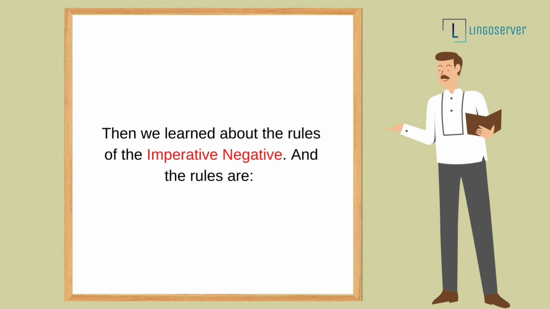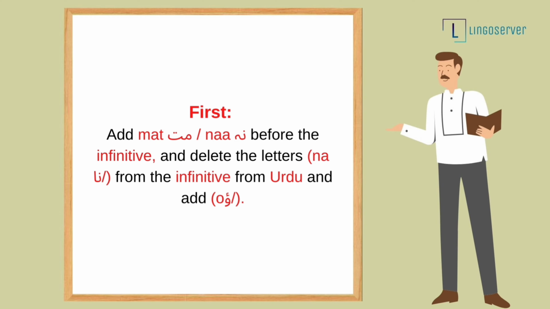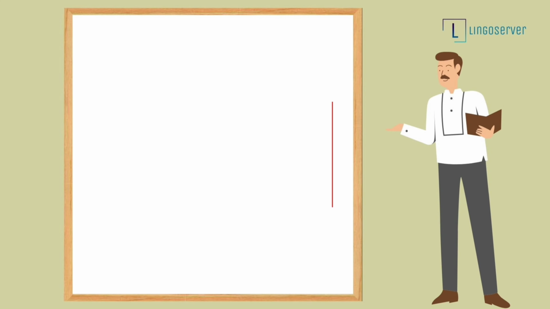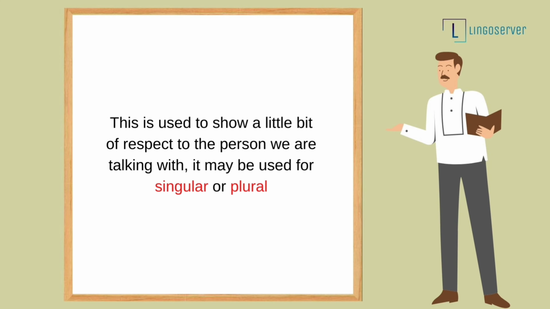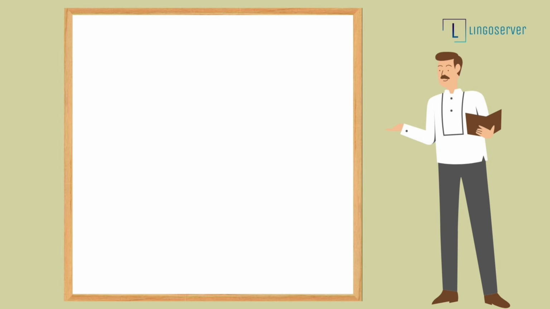Then we learn about the rules of the imperative negative. And the rules are: first, add mat or na before the infinitive and delete the letter na from the infinitive verb from Urdu and add o. This is used to show a little bit of respect to the person we are talking with. It may be used for singular or plural.